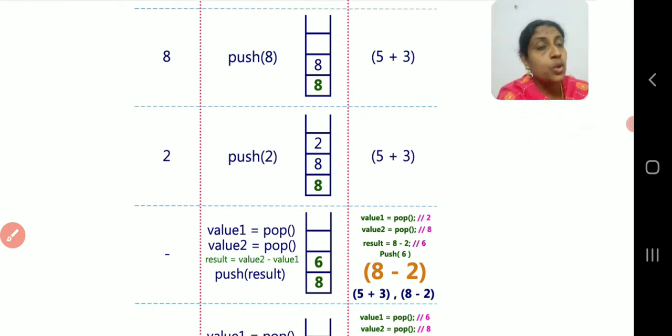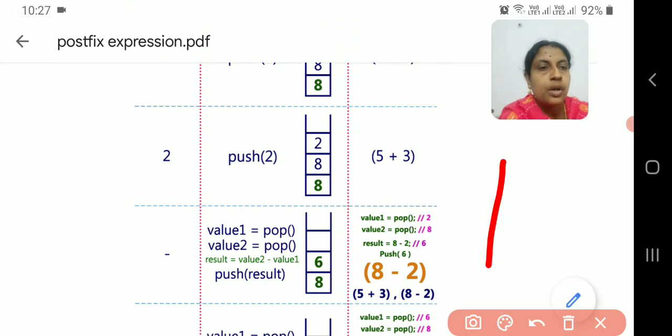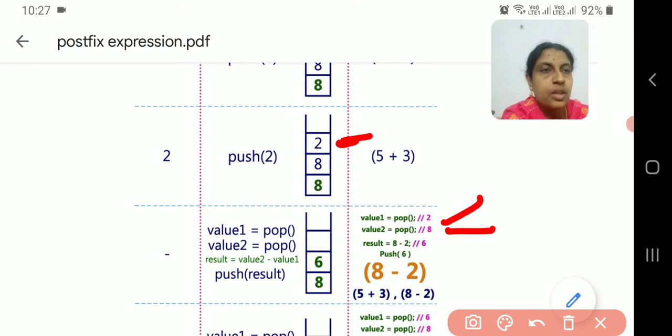Next when you observe, minus is entering. So when an arithmetic operator is entering, what is the rule? You need to pop the last 2 items and then do the arithmetic operation. So the first item to be popped is 2 because that is in the top position. Next to be popped is 8. So the result is going to be 8 minus 2 is 6. So you got 6 as an answer. 6 should be once again pushed into the stack. So that's what we have done, pushed 6 into the stack.